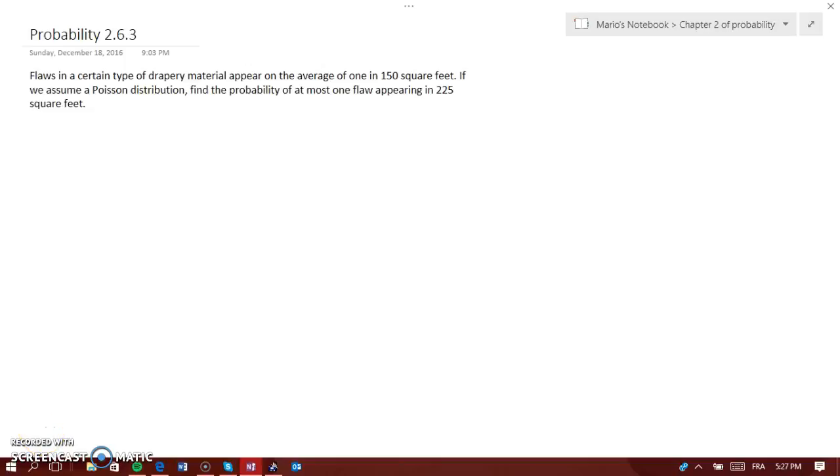Alright guys, he says that flaws in a certain type of drapery material appear on the average of 1 in 150 square feet. If we assume a Poisson distribution, find the probability of at most one flaw appearing in 225 square feet. First thing, the rate lambda is 1 out of 150 square feet. Now, second thing is, we need to find the new rate of lambda, which is 225 out of 150.